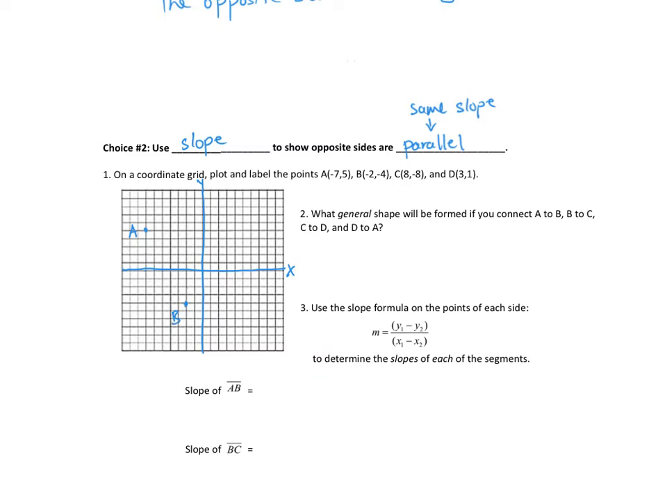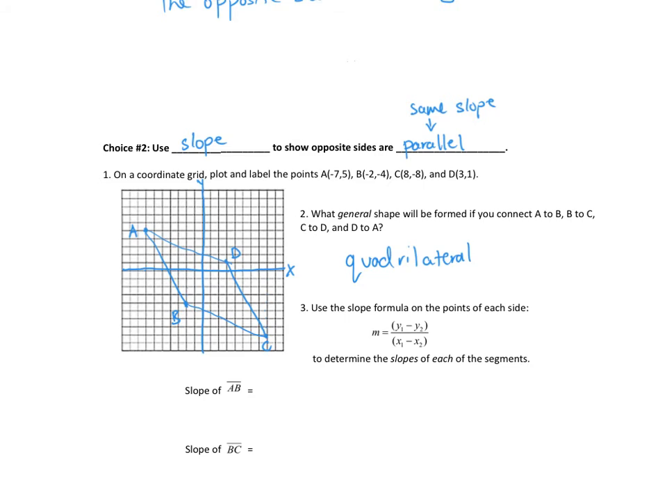This is B. C is 8, negative 8. 1, 2, 3, 4, 5, 6, 7, 8. 1, 2, 3, 4, 5, 6, 7, 8. So this is C. D is 3, 1. Okay, and this is D. So let me connect all of my sides like so. This looks like a parallelogram, but we have to prove it. That means we have to show that the slopes are the same. This is a quadrilateral for sure.